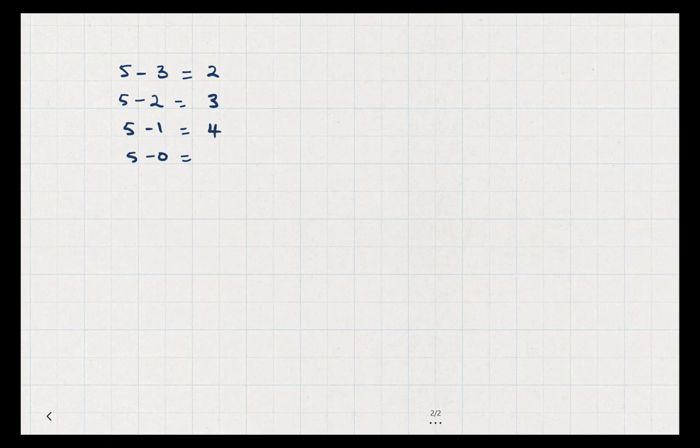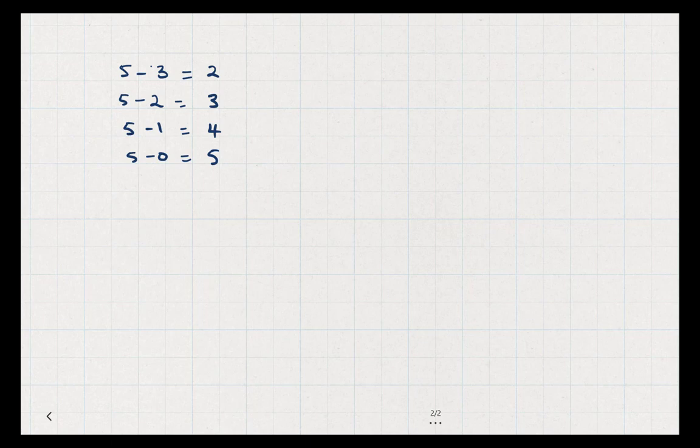4, 5. As the size of the amount that I'm taking away decreases, so from 3, I've made it smaller to 2, made it smaller to 1, my outcome, the result, increases. And again, that makes sense. Of course, 5 take away 0 is going to be 5.